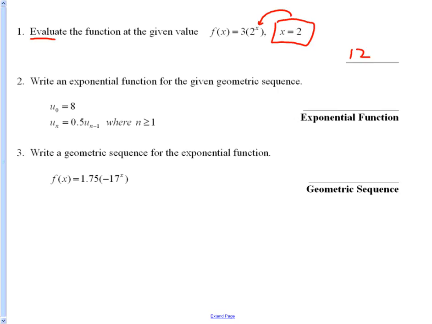All right. This next kind is a recursive. Do you remember those? And then they want you to write it as an exponential. That's also known as an explicit. I happen to know that that's the word that they use in the test, so I would write that one down. Explicit means exponential.